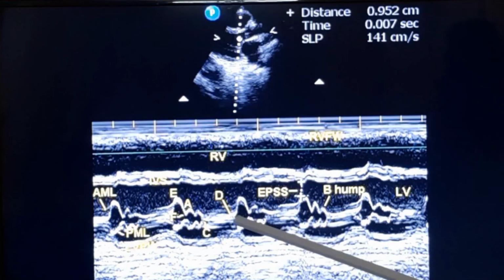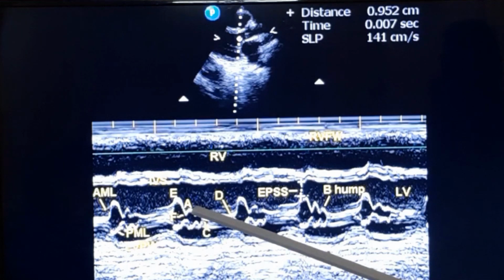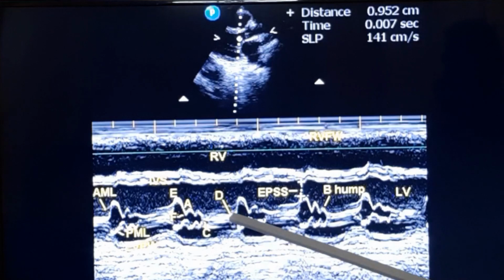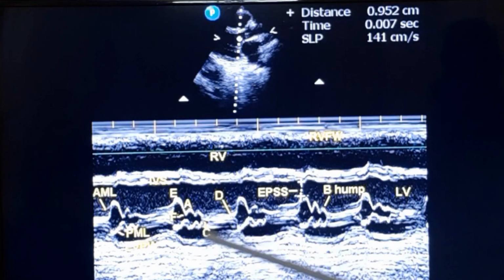And this is the opening of the mitral valve. D point, E point, A wave, F. This is the EF slope. This is the closure line. C is the closure point.